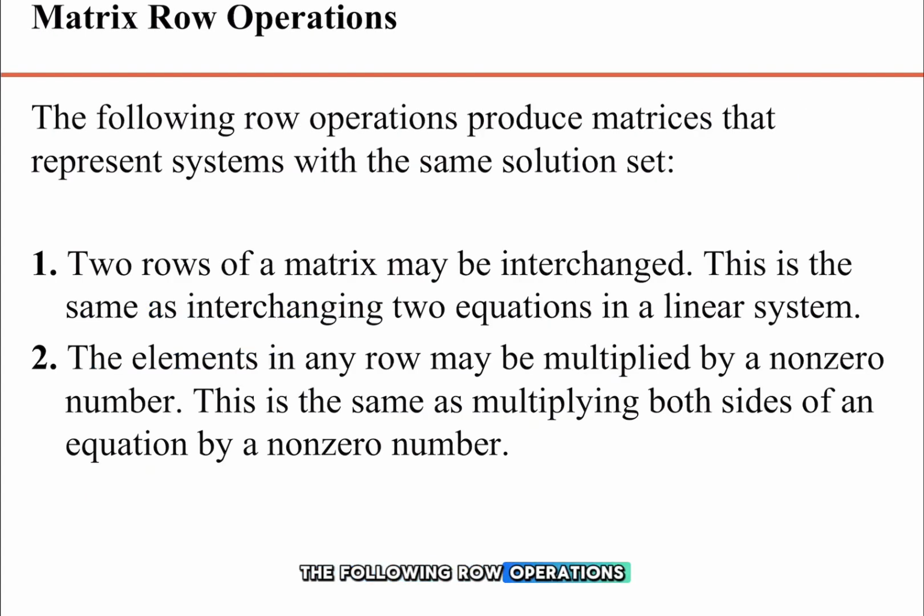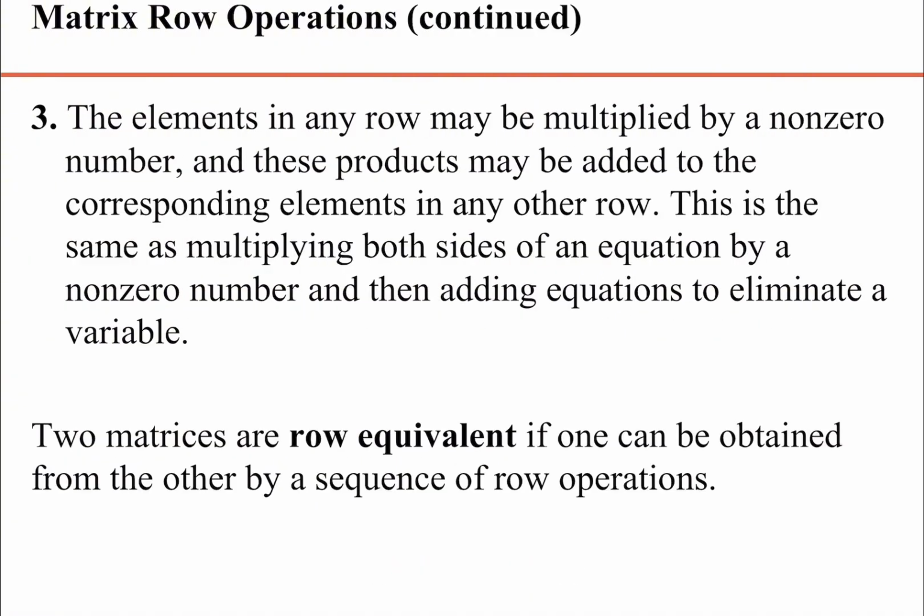The following row operations produce matrices that represent systems with the same solution set. Two rows of a matrix may be interchanged. This is the same as interchanging two equations in a linear system. The elements in any row may be multiplied by any non-zero number, and that just means multiplying by a number so that you can manipulate it to get those ones on the diagonal, and then you just possibly add or subtract. You can even multiply by fractions. A non-zero number could be a negative number. It does not always have to be a positive number.